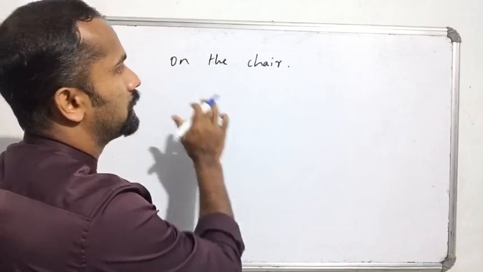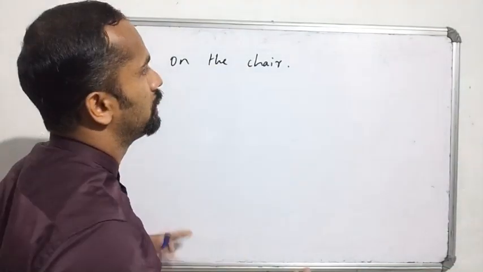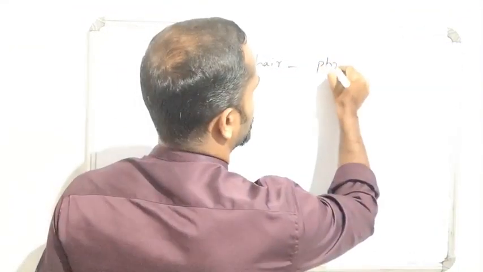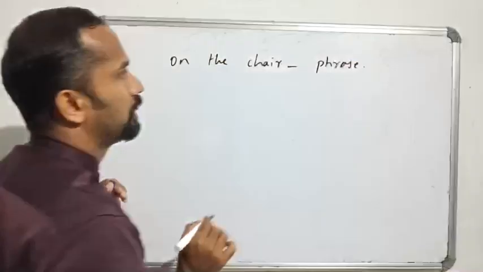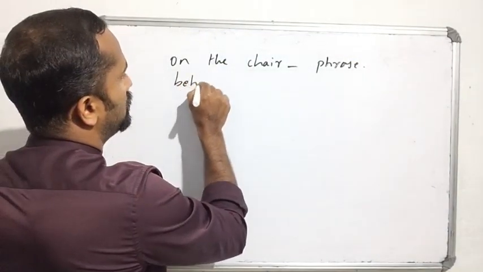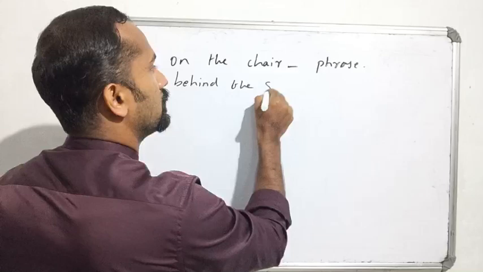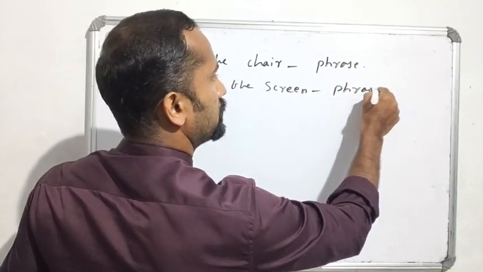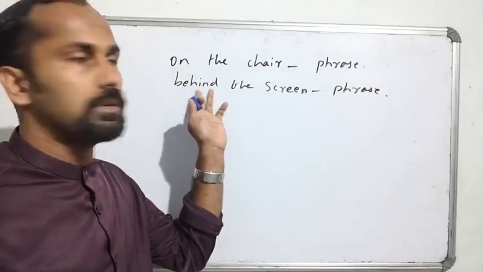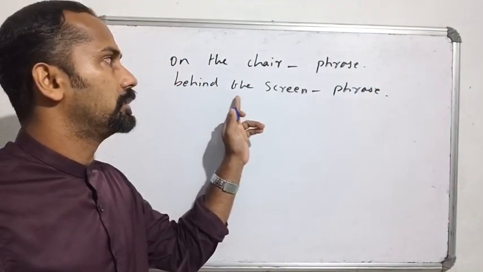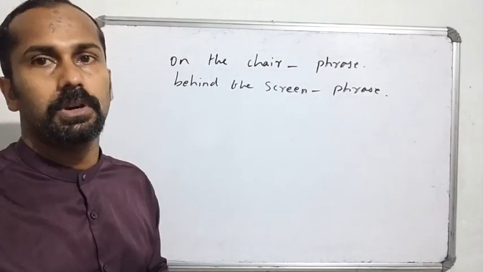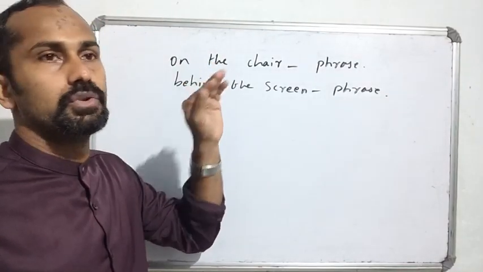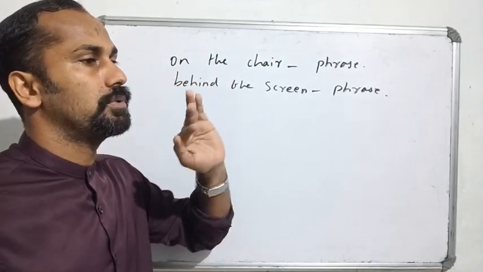On is not a verb, the is not a verb, chair is not a verb. So, on the chair is a phrase. Okay, next. Behind the screen is a phrase because there is no verb in it. Behind is not a verb, the screen is not a verb. If you look at it, you can see that there is no subject, there is no predicate, there is no verb.